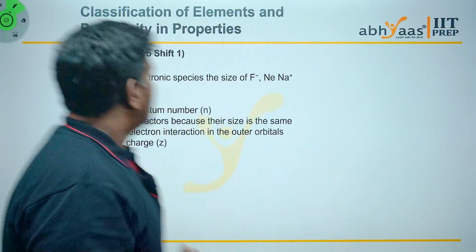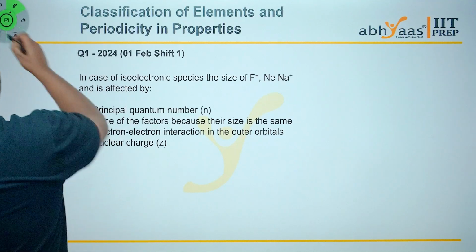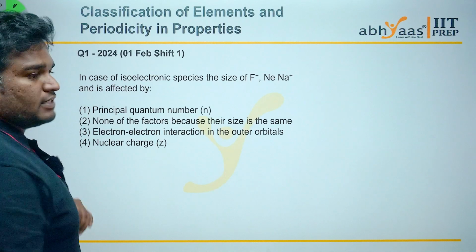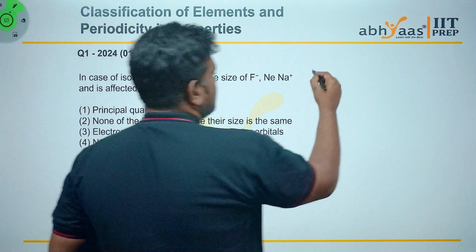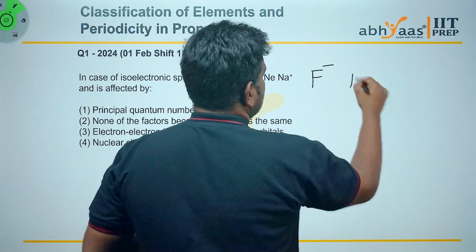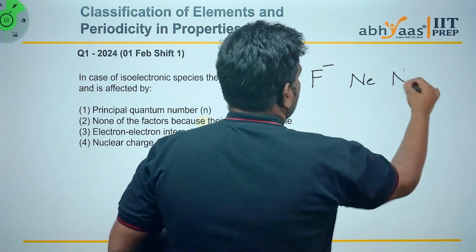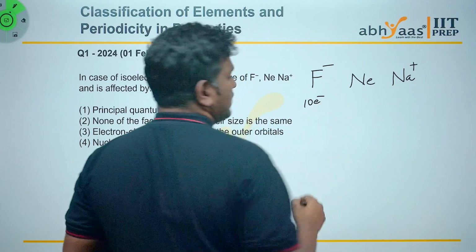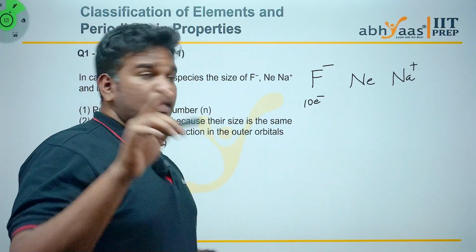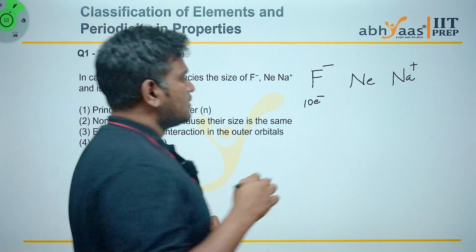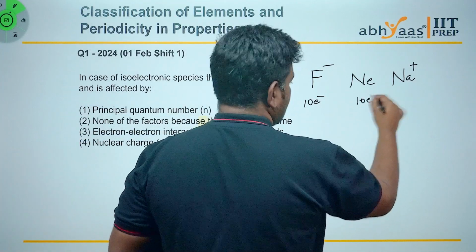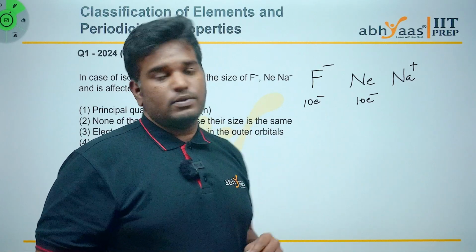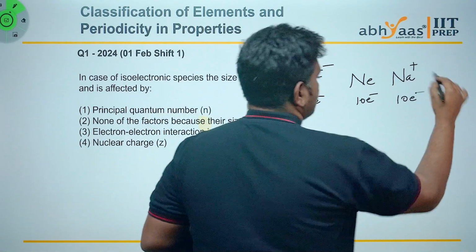The first question. In case of isoelectronic species, the size of F minus, Ne and Na plus is affected by. So you know that these three are isoelectronic species. What is the reason? Because F minus will be having 10 electrons. The atomic number is 9 and electrons will be 9, but it is F minus, so it is having now 10 electrons. Neon, obviously it will be having 10 electrons, and Na plus, the atomic number is 11, but it has lost one electron. So it will be now 10 electrons.